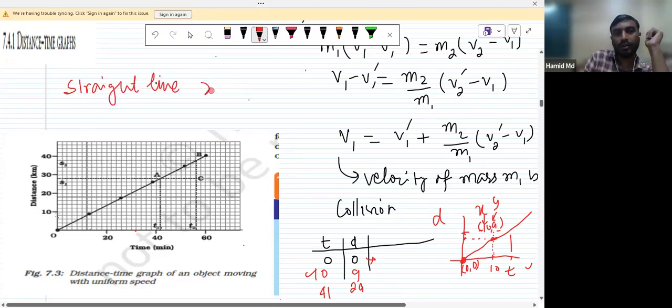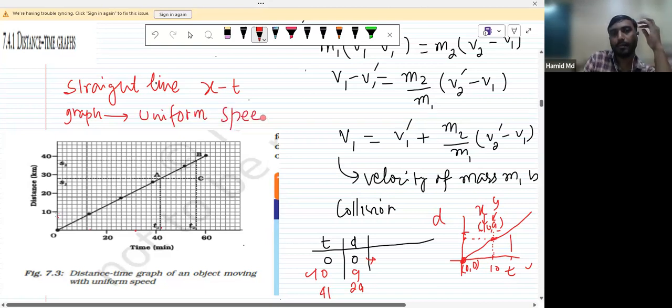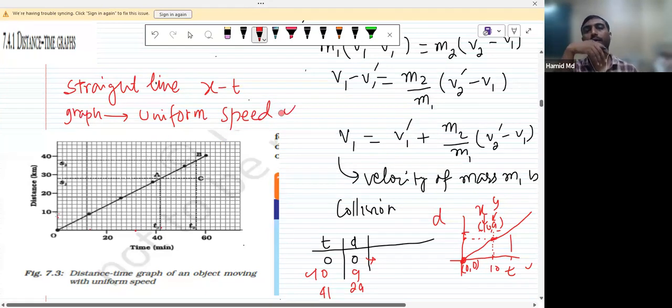in a position x time t graph, you say that this is uniform speed, right? Whenever there is a straight line in a position time graph, you may say with closed eyes that this is the graph for uniform speed. Clear?